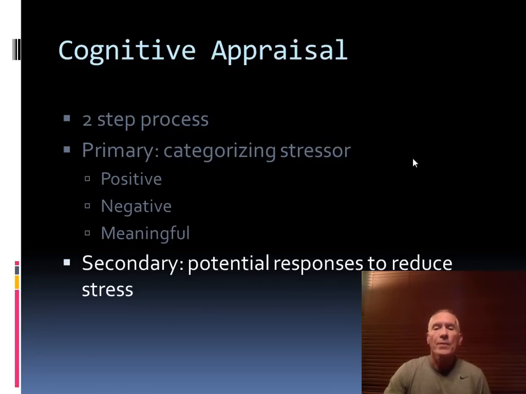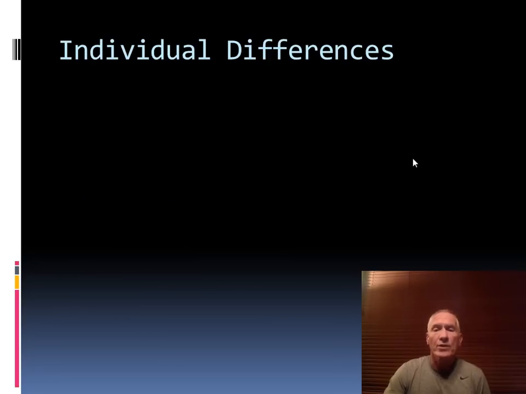The second step is where we think about the potential responses because we want to reduce stress. Much like biologically, we want to maintain homeostasis, in other words, a balance in our biological systems. We also want to maintain a balance in our psychological systems. Of course, individual differences influence these processes.